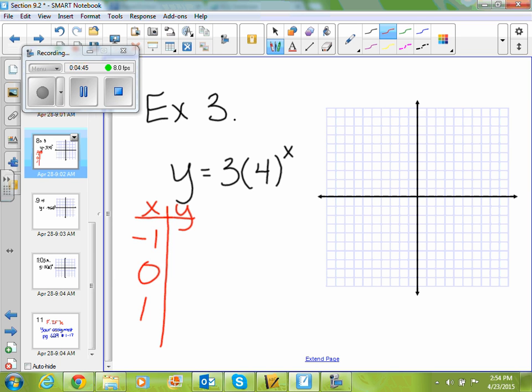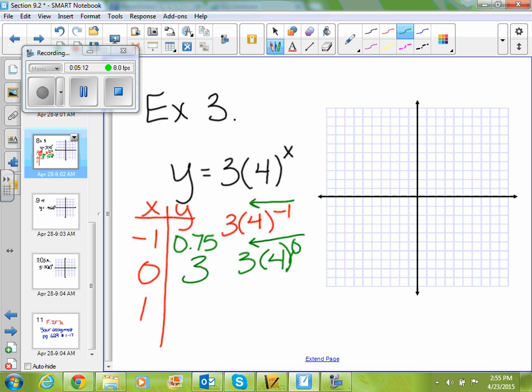So if I plug in negative 1, I get 3 times 4 to the negative 1. In your calculator, I want you to put in 4 to the negative 1, and then take it times 3. 0.75. Okay, if I do 0, 3 times 4 to the 0. It would be 3, very good. And 3 times 4 to the first.